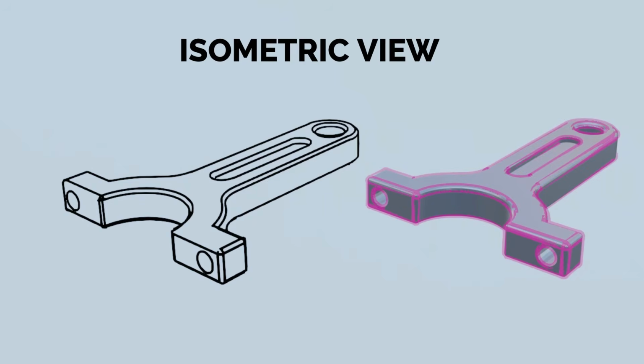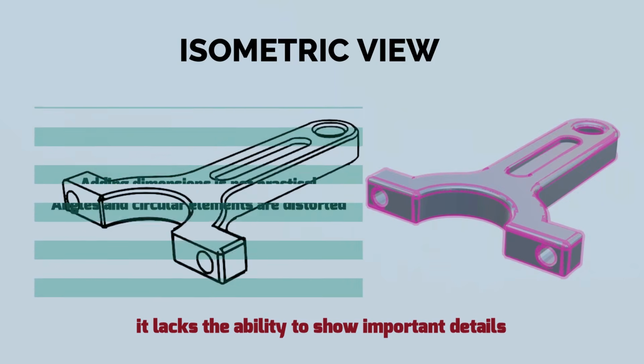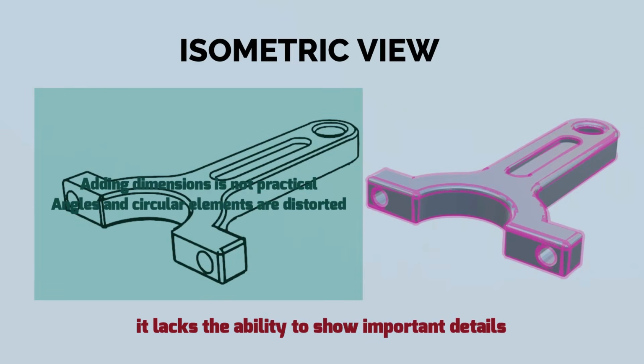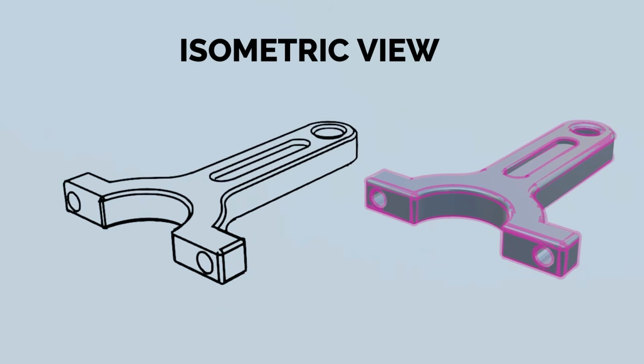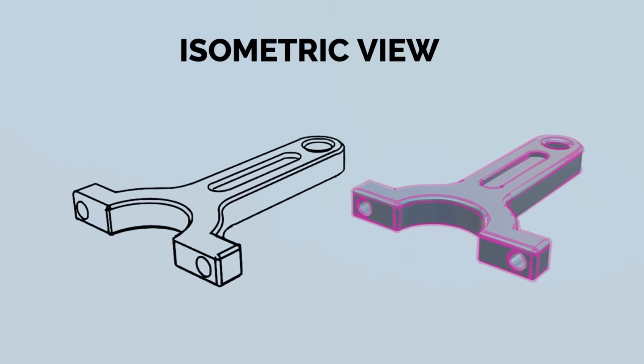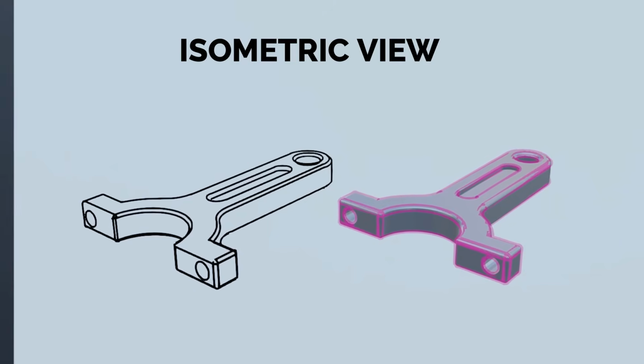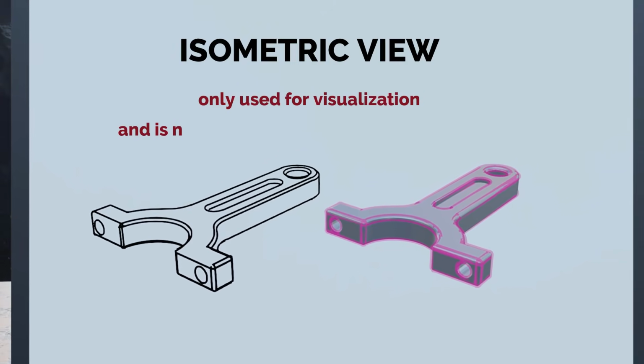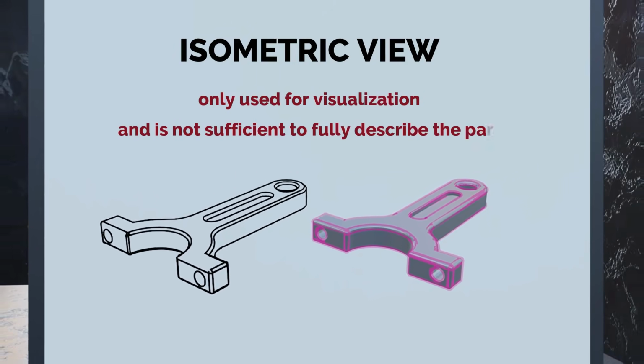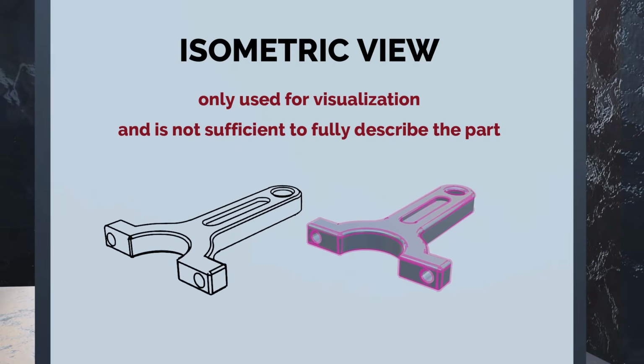Although the isometric view is best for giving a quick visualization of the part, it lacks the ability to show important details. If you try to add dimensions to the ISO view, it quickly becomes crowded with information. Also, the angles and circular elements are distorted. So, although it is helpful and recommended for every drawing to have an isometric view, it is generally only used for visualization and is not sufficient to fully describe the part and needs to be complemented with orthographic views.